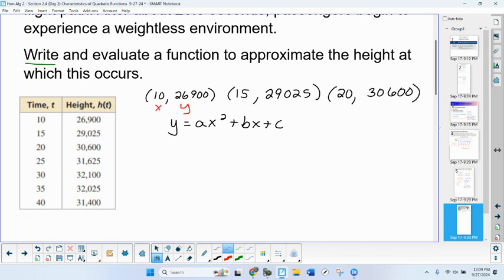First point is xy. What are you guys going to plug in? I'm going to come over here a little bit so I have some room. What are you guys going to plug in for y? 26,000.